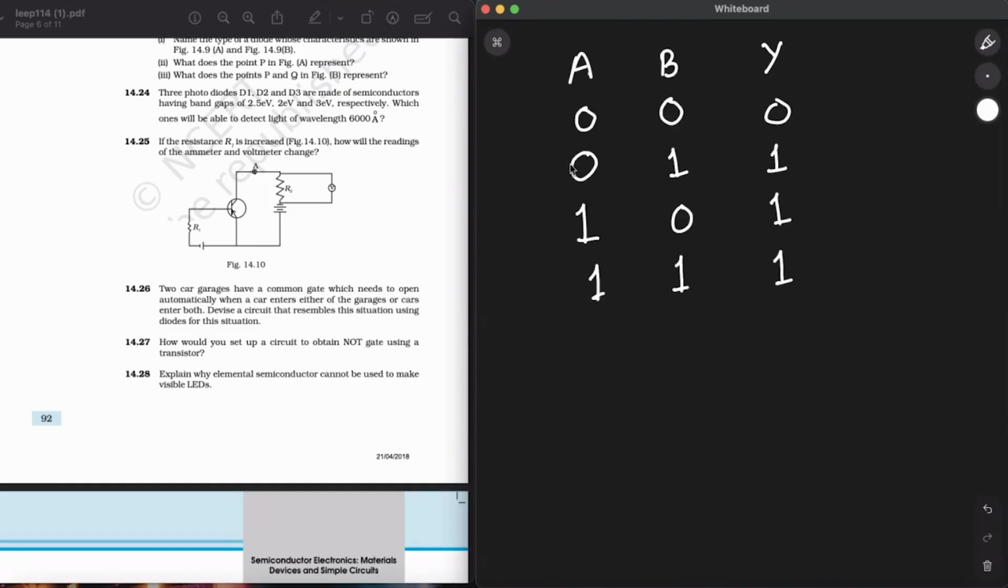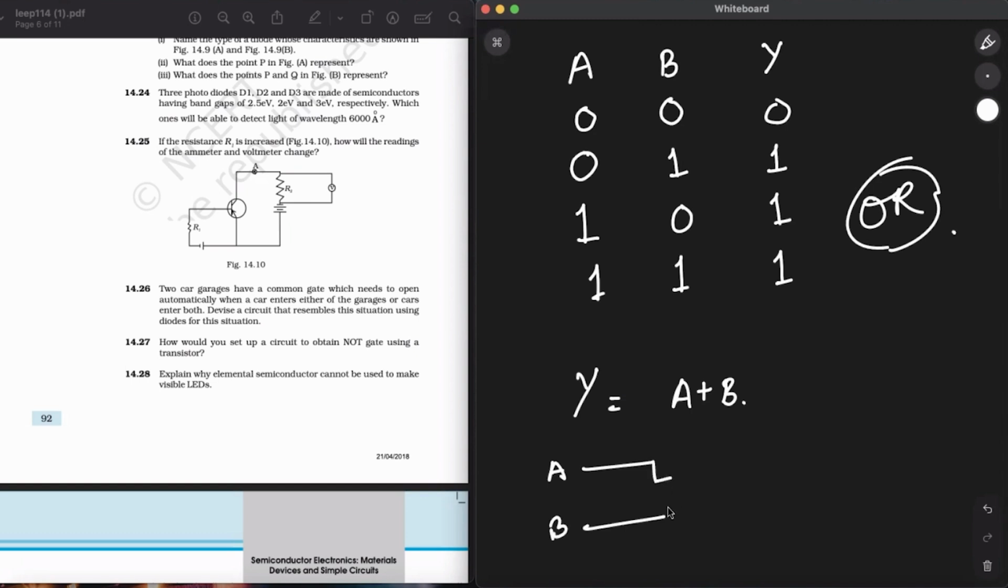So, what does this resemble? It seems like an OR to me. So Y is equal to A plus B. It is an OR circuit. Simple. If you want to draw the circuit, since it is an OR circuit, you can draw it like this: A, B, Y. Okay, simple circuit.